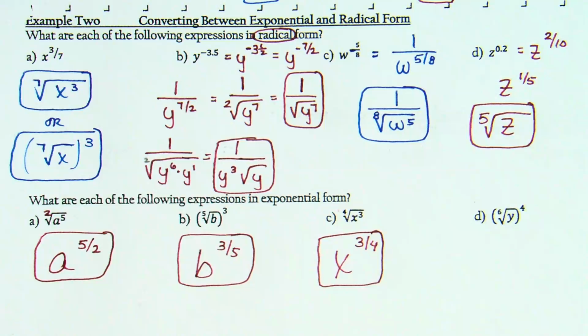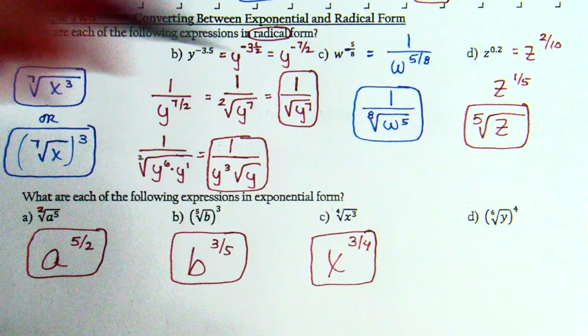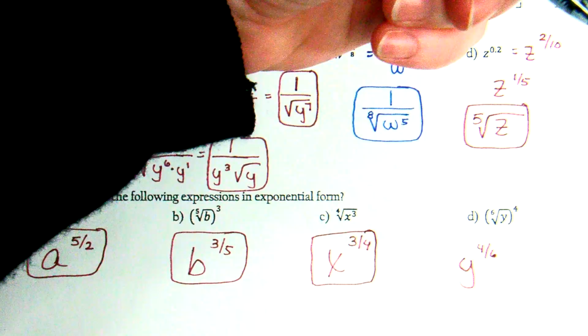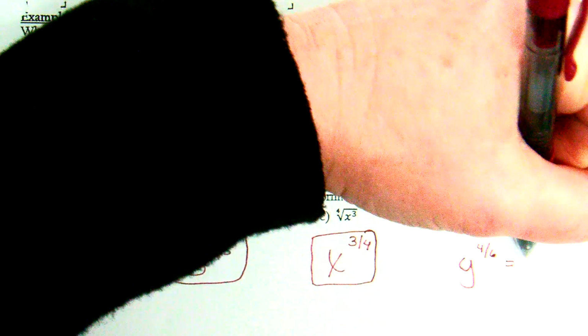The 6th root of y raised to the 4th. If we reduce, 2/3. Okay, so for starters, y to the 4/6, but as proper form always, you should try and reduce where you can. 4/6 reduces to 2/3.